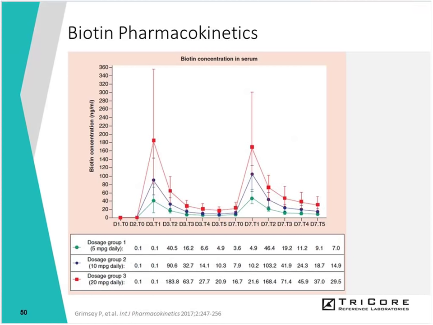So based on a recently published pharmacokinetic study, healthy subjects taking 5, 10, or 20 mg of biotin daily, that's shown in the green, blue, and red lines, 5, 10, and 20 mg per day. They demonstrated median peak serum biotin concentrations 1 hour after dosing of 41, 91, and 184 nanograms per mil, respectively.